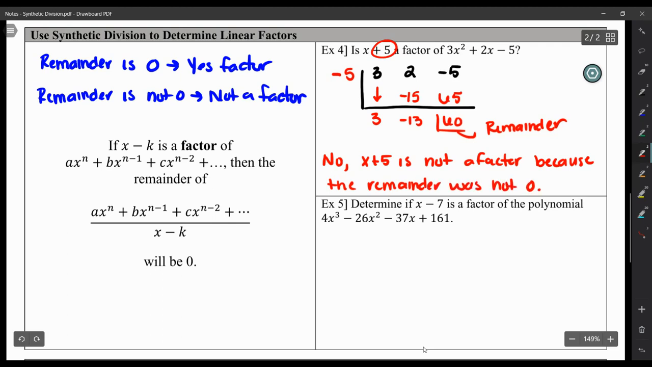So I want you to pause the video and try number 5. See if x minus 7 is a factor of this polynomial, 4x to the third minus 26x squared minus 37x plus 161. Go ahead and pause the video, try it out.